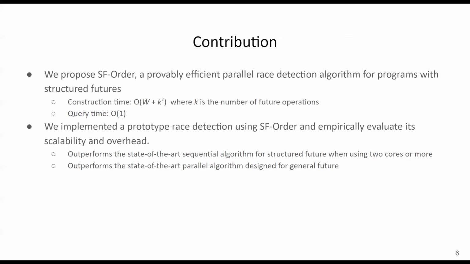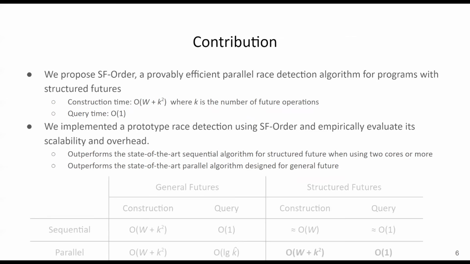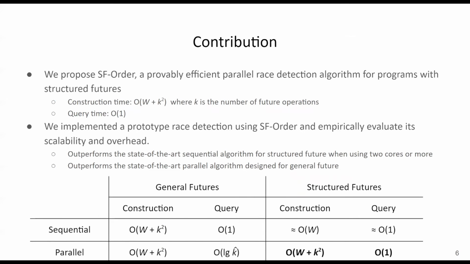In our work, we propose SF order, a provably efficient parallel race detection algorithm for programs with structured futures. Let's put our result back into the previous table. As we can see, our algorithm is able to bring down the query overhead to constant time compared to the parallel algorithm for general futures. Although our algorithm incurs more construction overhead compared to the sequential algorithm for structured futures, the high overhead can be offset by the scalability our algorithm gains in practice.